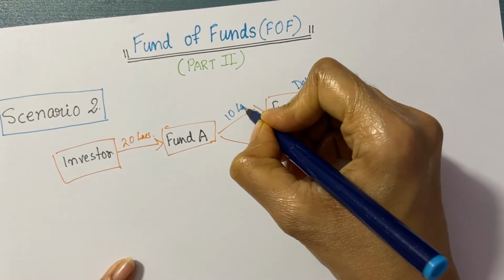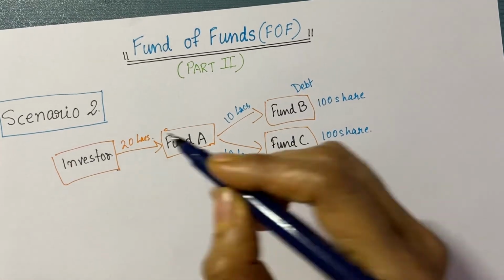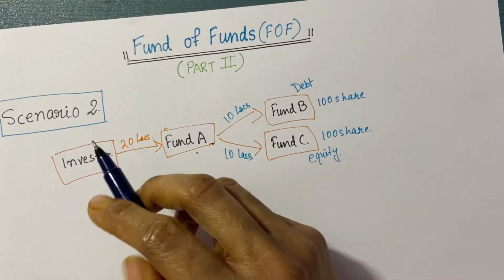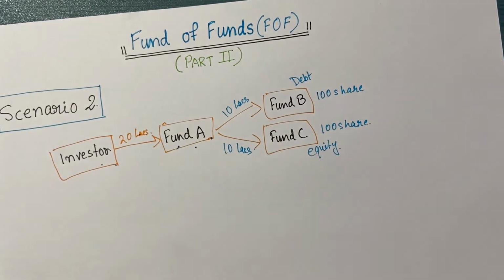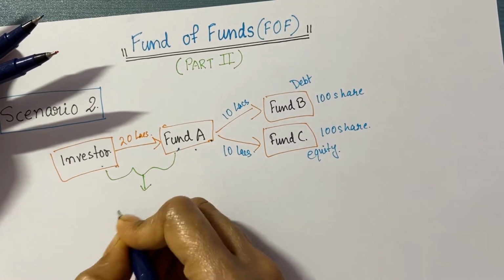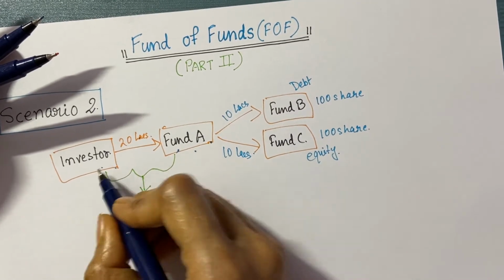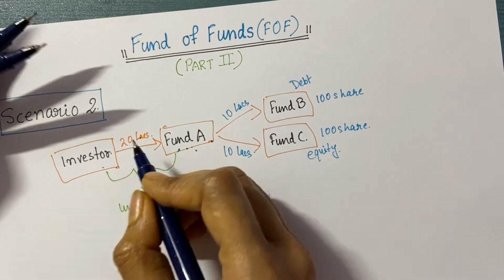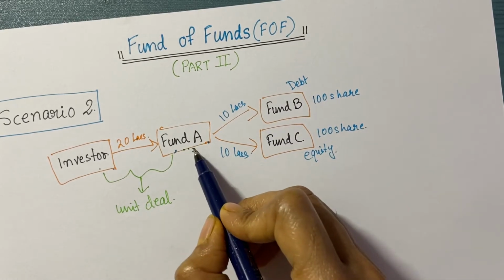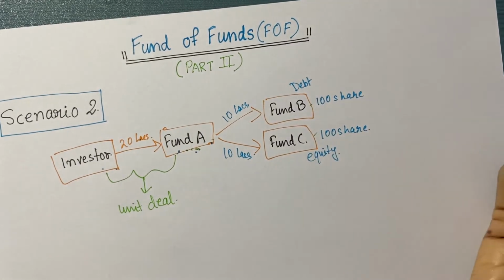Now let's say one investor is coming into fund A with 20 lakh rupees. Now what is happening in fund A? When an investor is investing in fund A, it is going to be a unit deal, right? Because you are going to book a subscription for fund A. Then fund A is not going to keep that money to itself. What fund A is going to do is flow it down to its underlying funds.